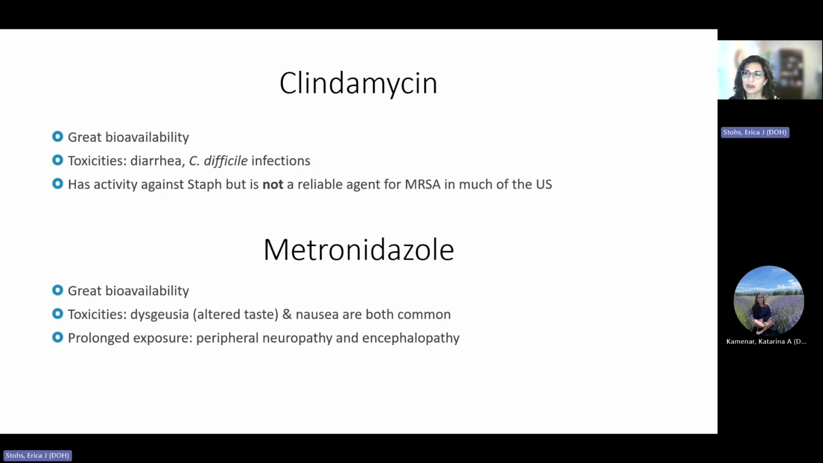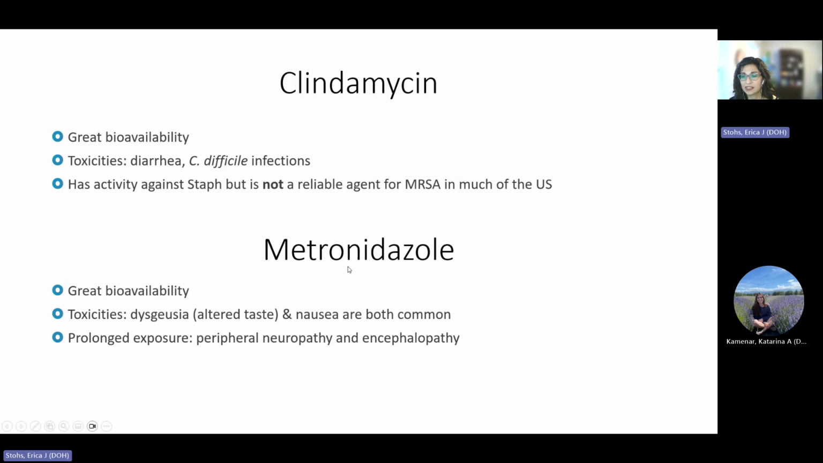Clindamycin is another antibiotic that's been commonly used for staphs and streps for a long time, but we're losing it as a reliable agent because of resistance developing against MRSA. It does have great bioavailability, so you can take it using oral tablets just as well as if you were to give it IV. But the other big thing about toxicity associated with clindamycin is diarrhea and C. diff infection in particular. Again, this drug is really going out of favor for these reasons.